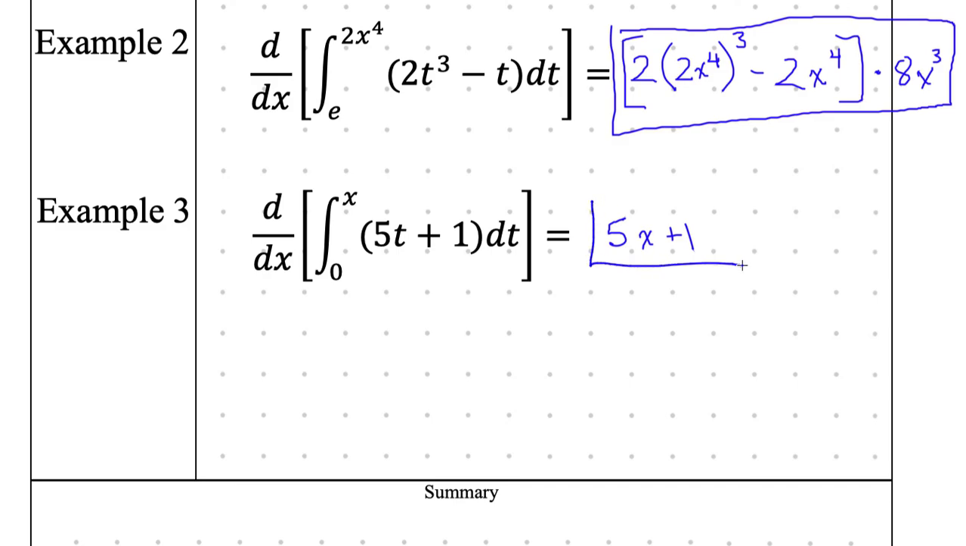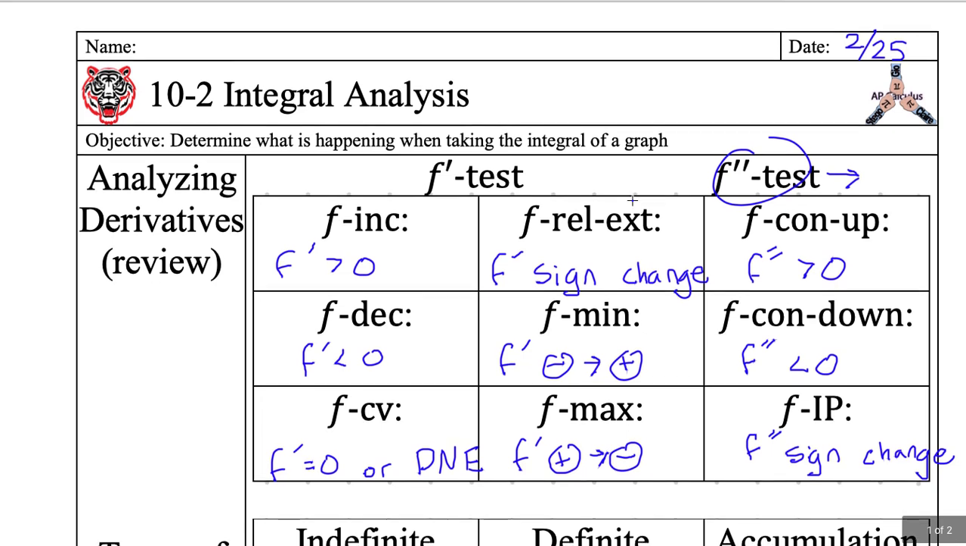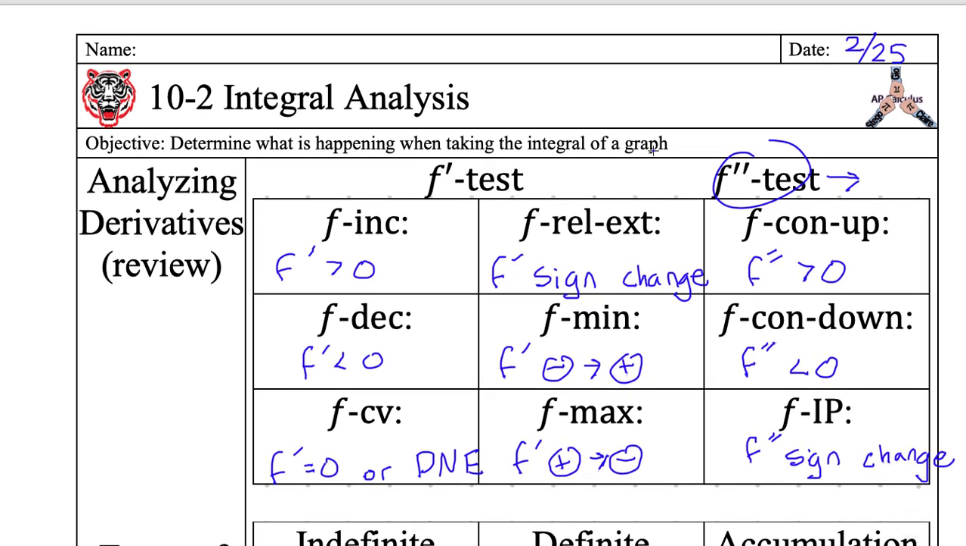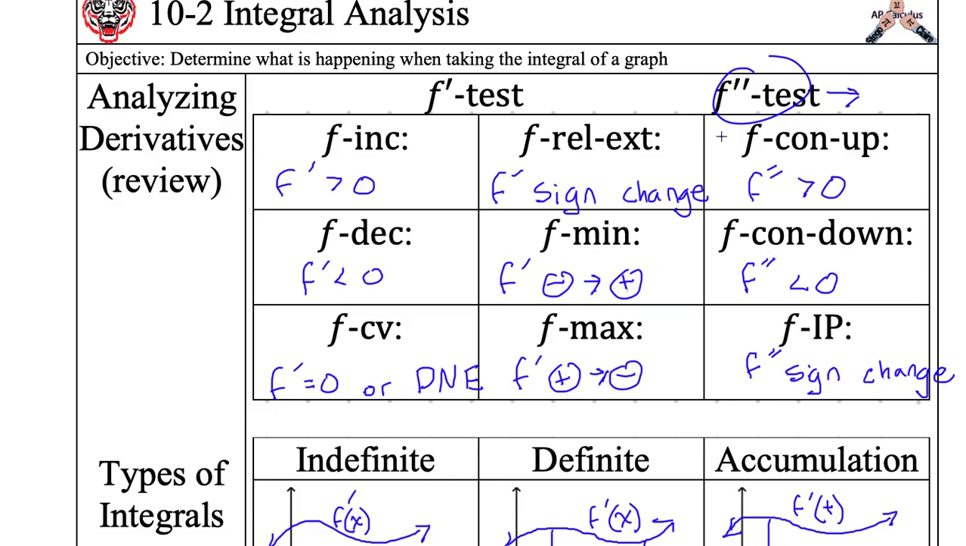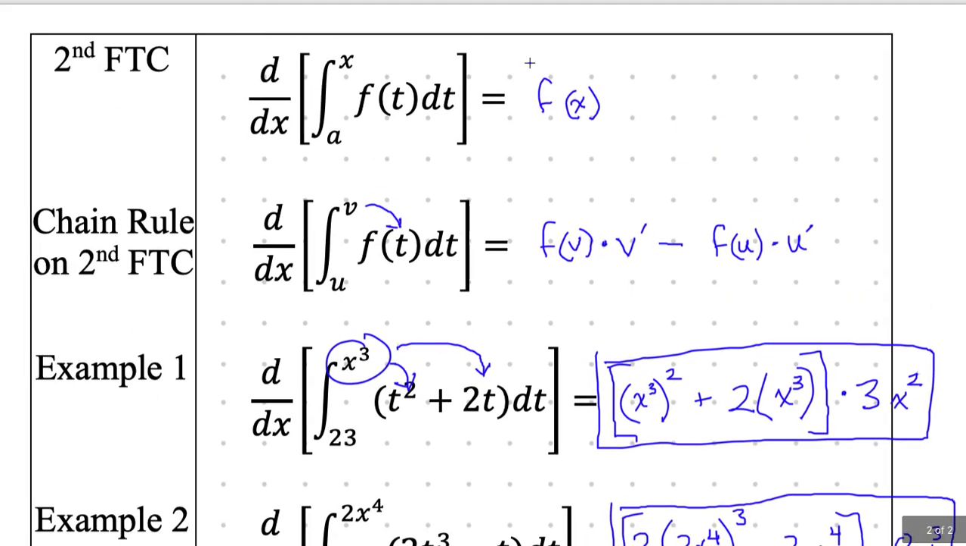Cool. So I think you guys got a good handle on it. Give me a fist of 5 on our objective today. How well can you determine what's happening when you take the, well, I didn't do a good job of talking about the graph part of it, so maybe only a 4 maximum. But in terms of understanding this second fundamental theorem of calculus, how well do you understand that, guys?